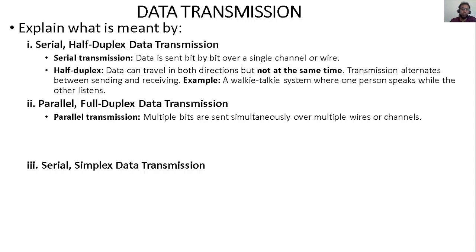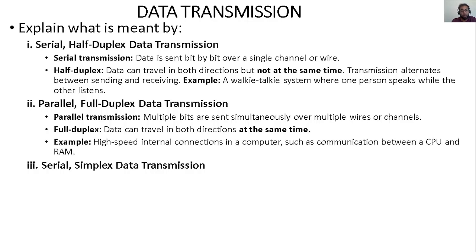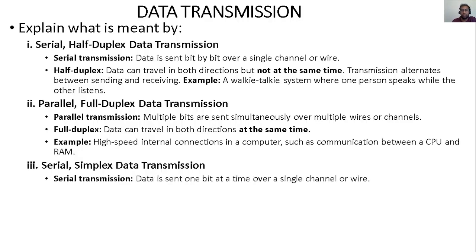Serial means data is sent bit by bit over a single channel or wire. Half duplex means data travels in both directions, like a walkie-talkie. Parallel means multiple bits are sent simultaneously over multiple wires. And full duplex means data can travel in both directions at the same time. Example: high-speed internal connections in a computer, like RAM, CPU, or SSD.